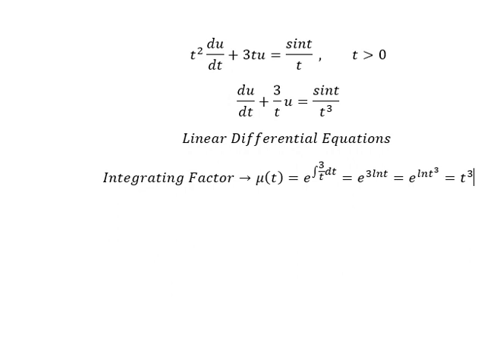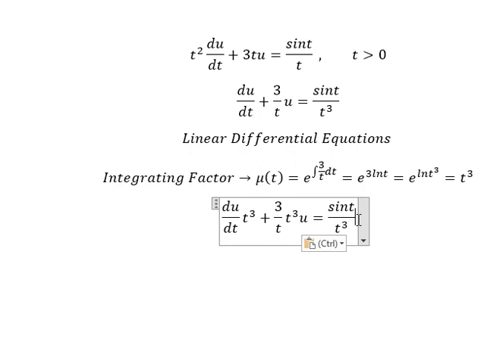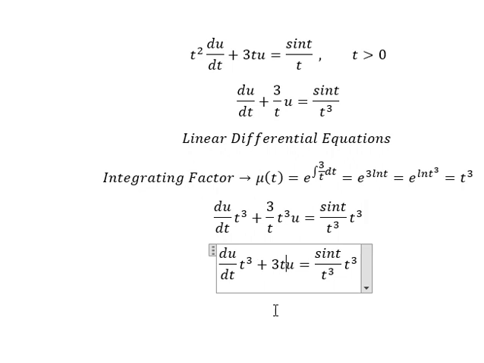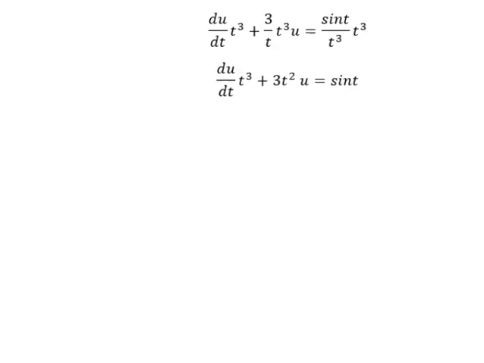So we multiply both sides by this one. So this one we have 3t squared. This one we have sine t. Now we put the integration for both sides.